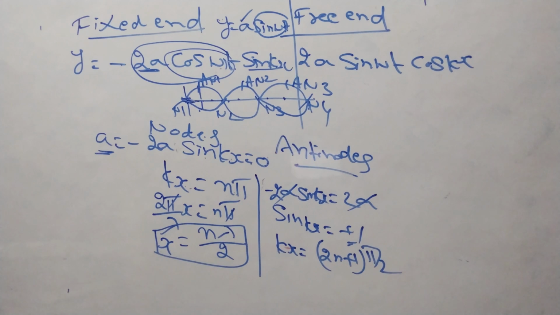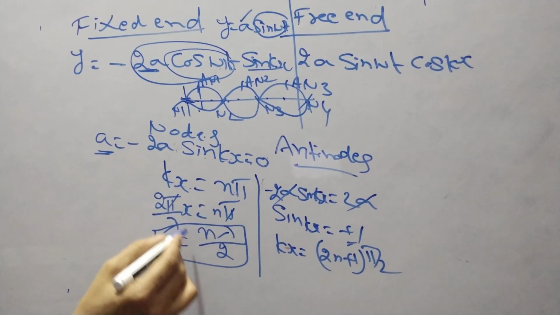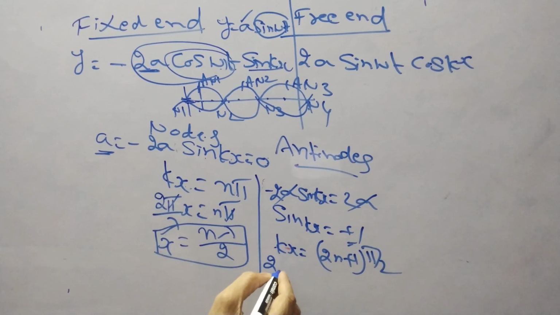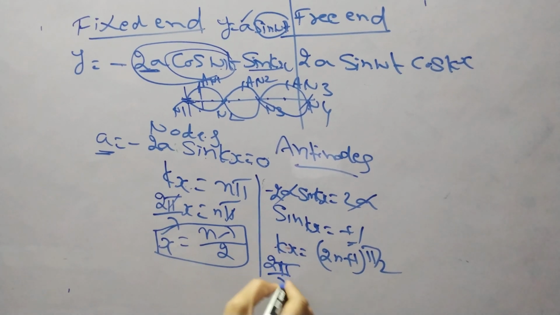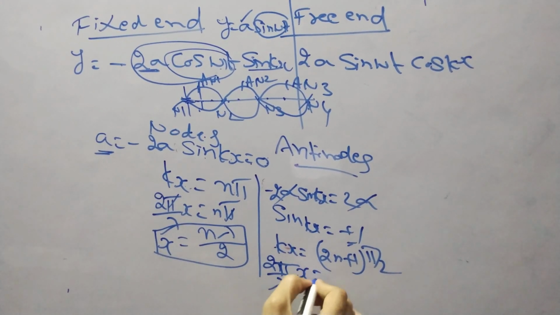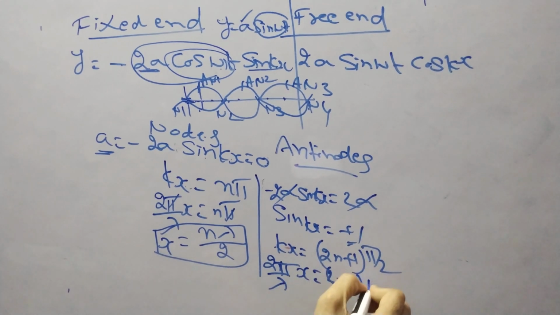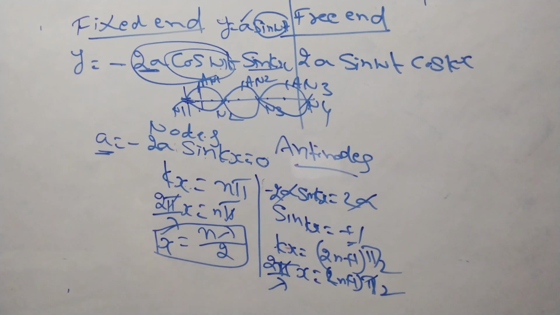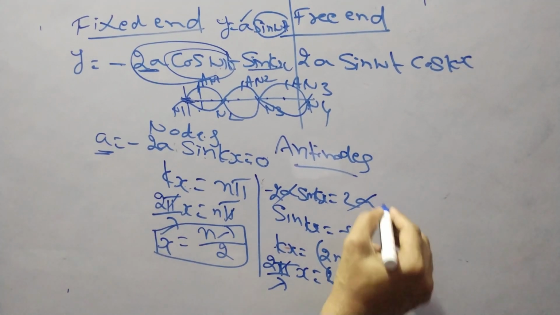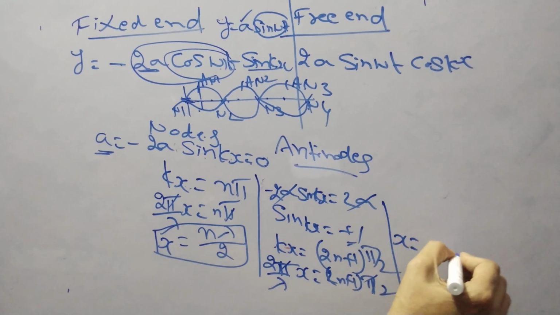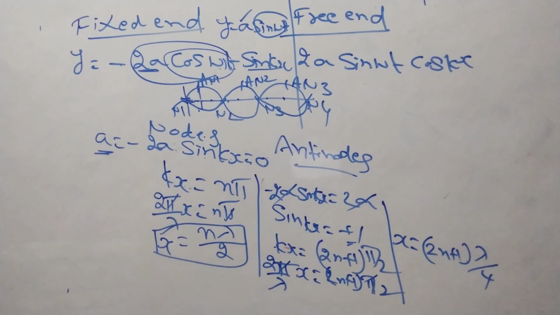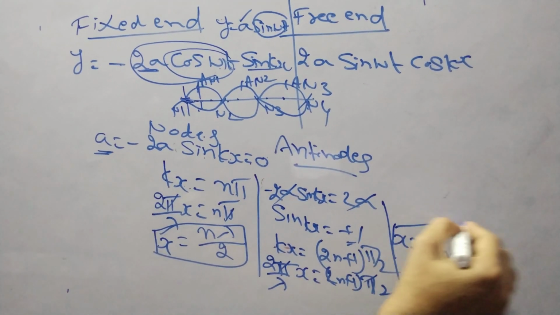So this is the general value when the amplitude equals 1. When it equals 0, it means n pi. When it equals 1, it is (2n plus 1) into pi by 2. So what is k? This one, 2 pi by lambda, into x equal to (2n plus 1) into pi by 2. You can cancel the pi here, so you get x equal to (2n plus 1) into lambda by 4. So I am writing here x equal to (2n plus 1) into lambda by 4. This is the x value for antinodes.